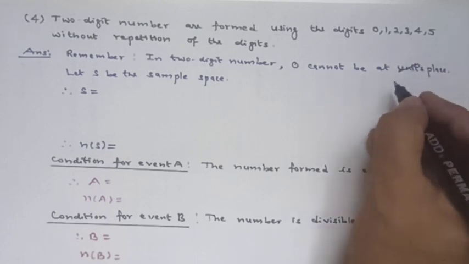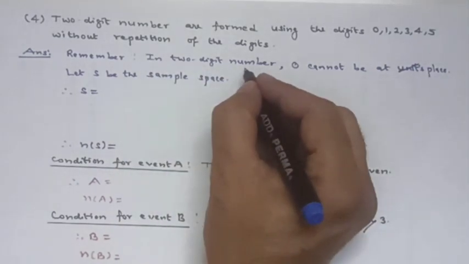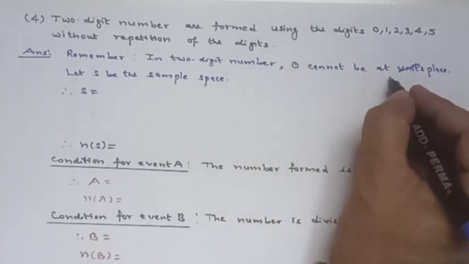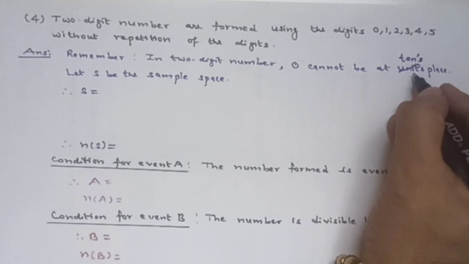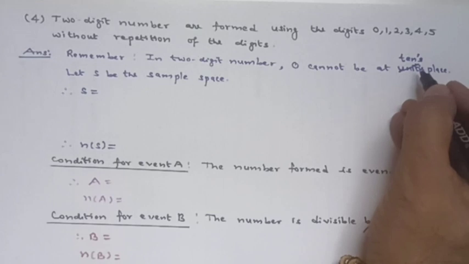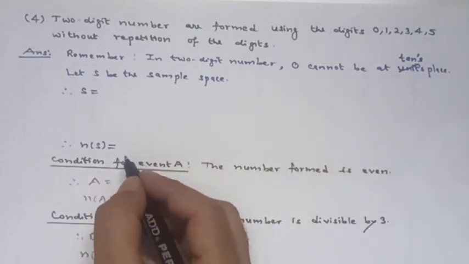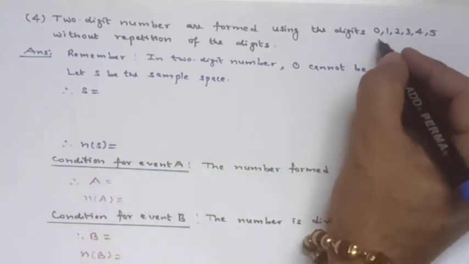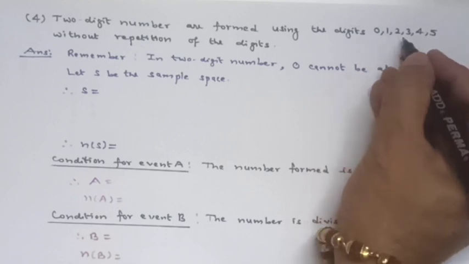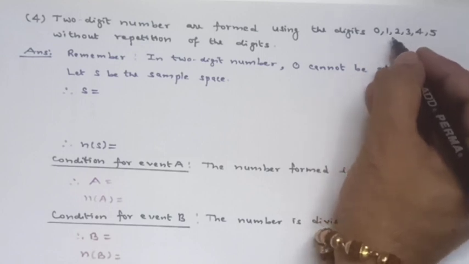So in 2-digit number, 0 cannot be at tens place. Tens, remember, not units place. Purposely I have written here units. Cancel it. Tens place. So what are the different possibilities? First, you are taking tens place as a first digit, and then second one will be your unit place.